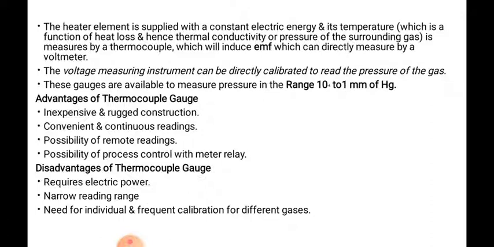Then the disadvantages of a thermocouple gauge: it requires electric power, has a narrow reading range, and needs individual and frequent calibration for the different gauges. Obviously, for different gases or different air, different calibration is required, because we will have to pass some known quantity, and then we will get the reading in terms of voltage. So a calibrated scale must be there for the different gases. This is the limitation of using the thermocouple gauge. I think all of you have understood what the thermocouple gauge is.